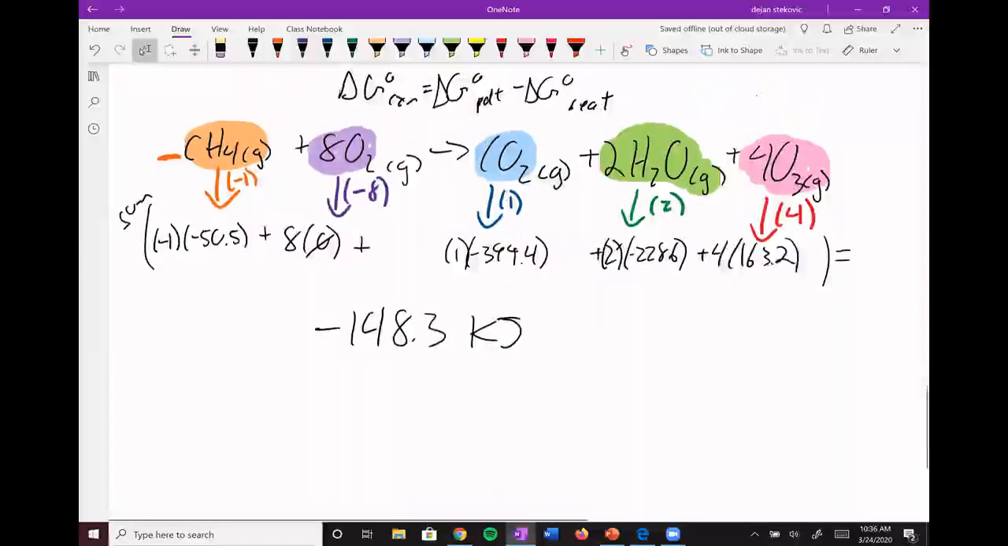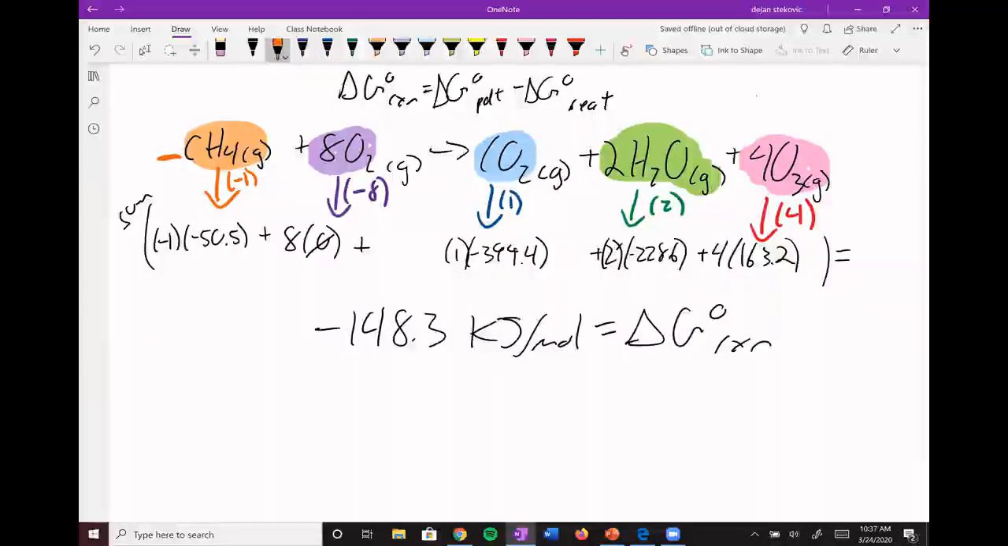You can write kilojoules per mole. It's the delta G of the reaction, right? And so this negative right here means that it is spontaneous at standard state, so at 25 degrees Celsius. So again, even simpler than the last method, you just get the tabulated values, flip the sign for the reactants, multiply by the coefficients, and add up the numbers. Super simple, super easy.